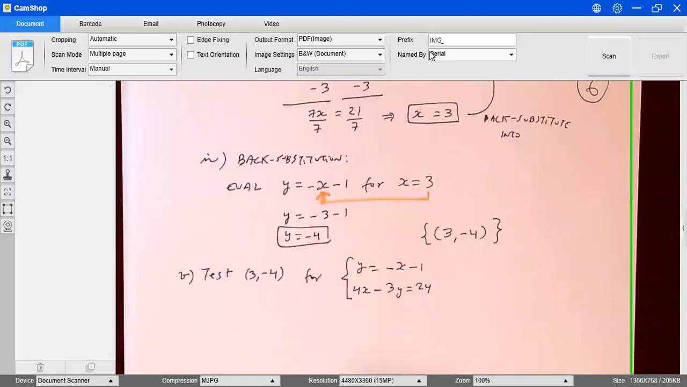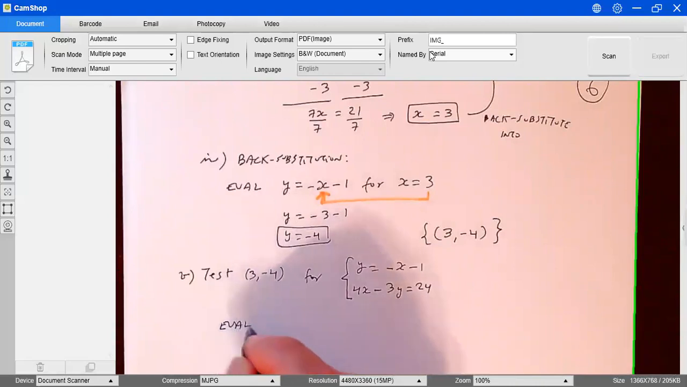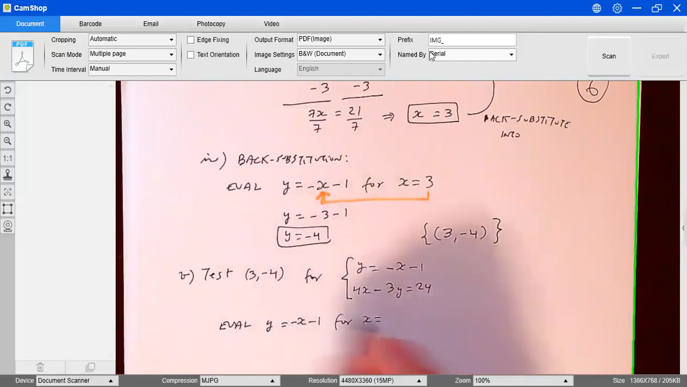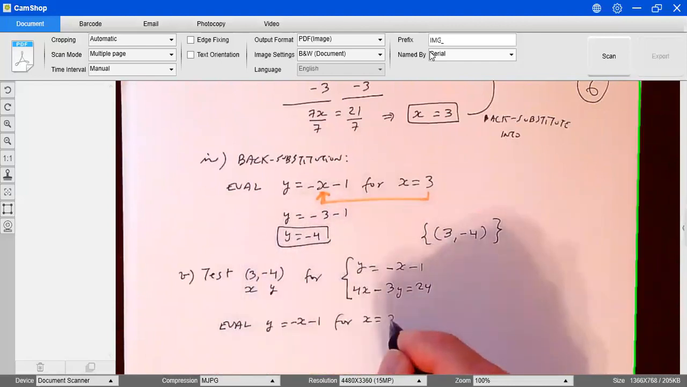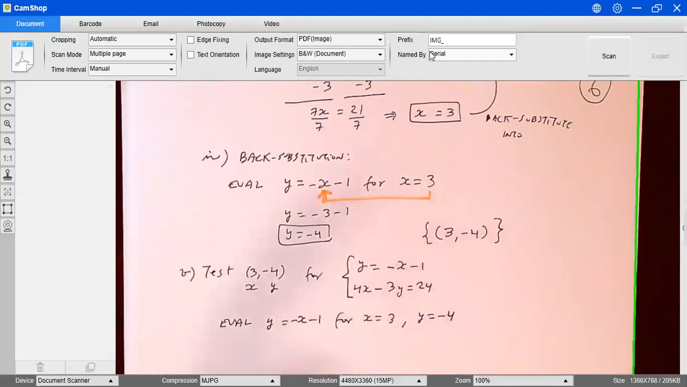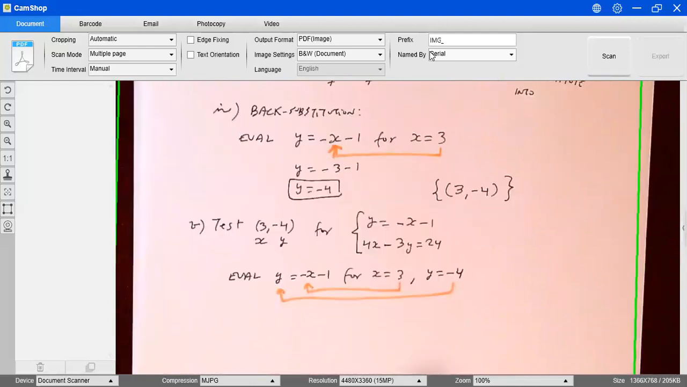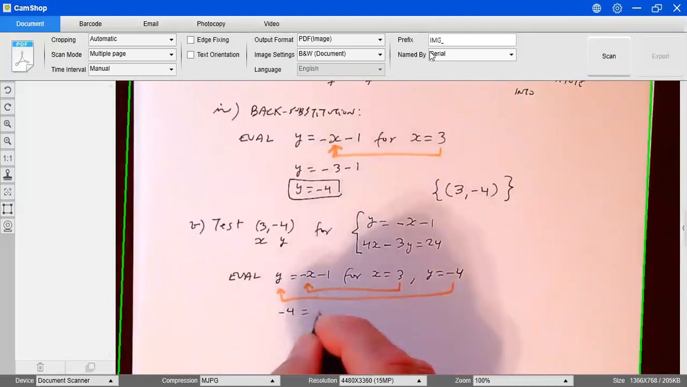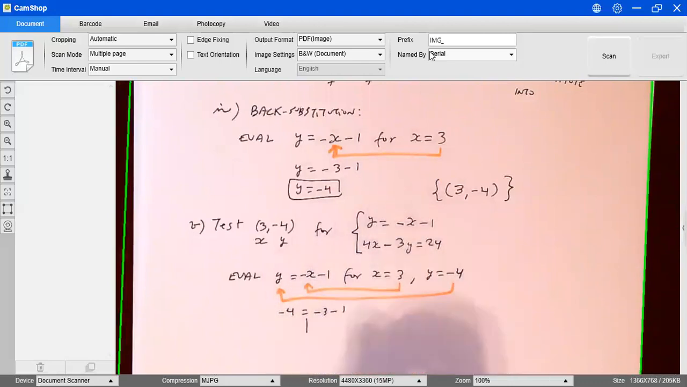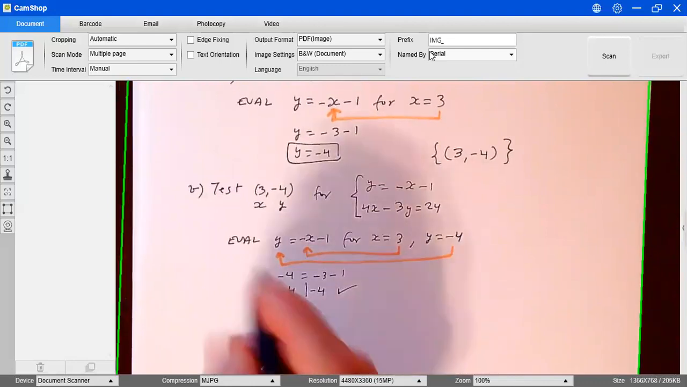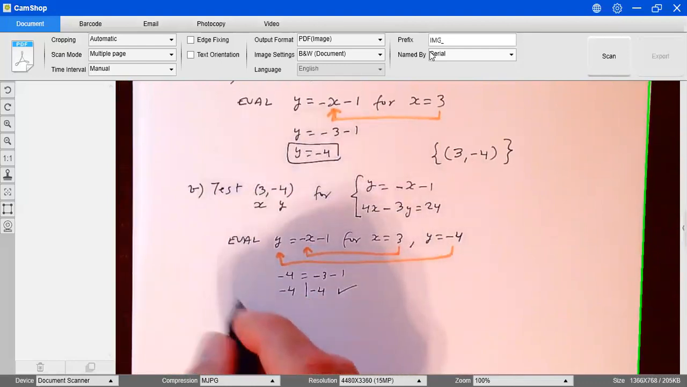So to test, we need to perform two evaluations. So we're gonna evaluate the first equation, with x equals 3 and y equals negative 4. So we're gonna replace x with 3 and y with negative 4. So if we do that, we're gonna get negative 4 equals negative 3, negative 1. Then on the left, we still have negative 4. On the right, we're gonna have negative 3, negative 1, which is negative 4. So that is correct. Then we perform the other evaluation.